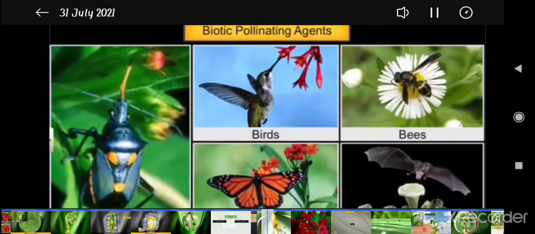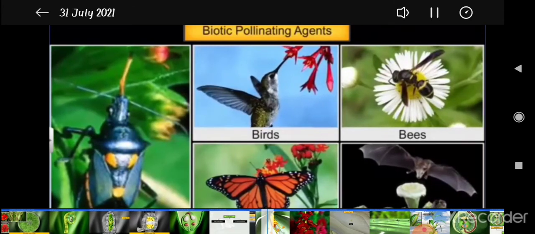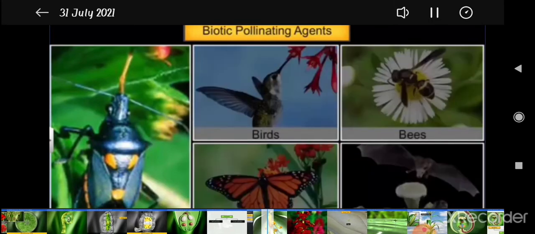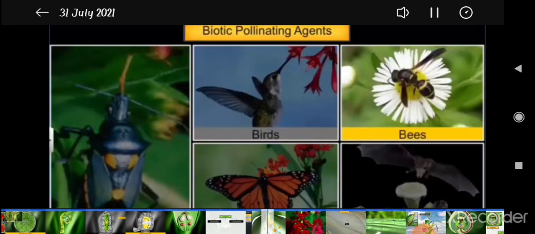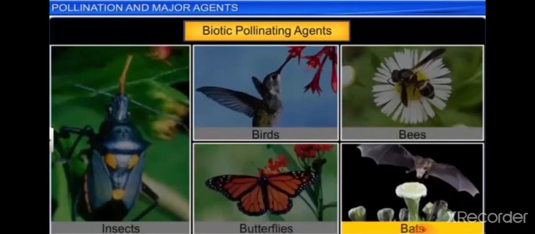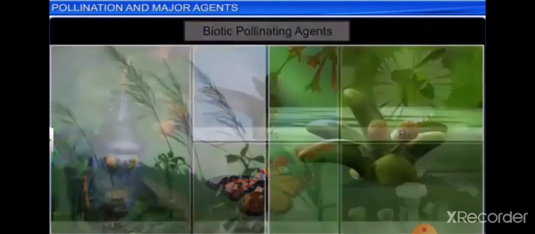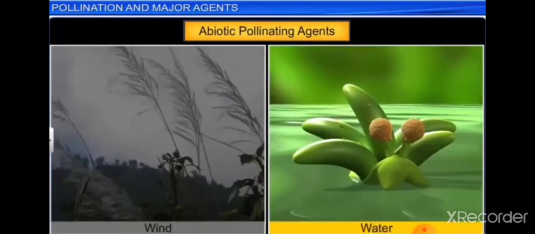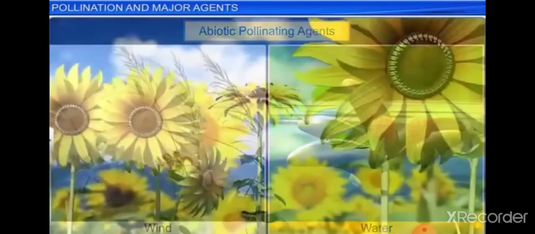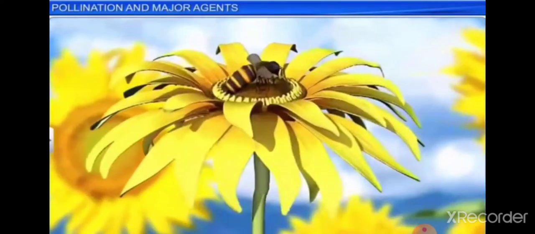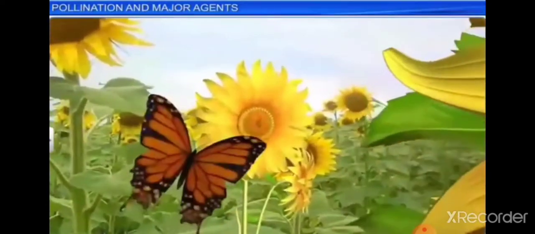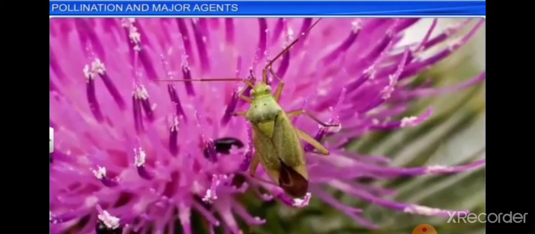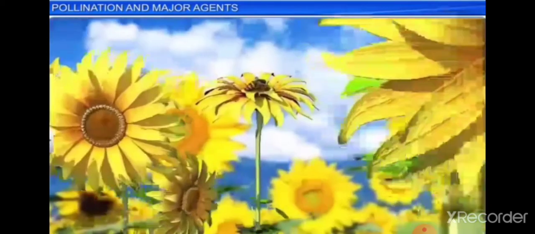So in both cross-pollination and self-pollination, pollinating agents play a vital role. These agents include biotic agents such as birds, bees, butterflies, bats. Bats are mammals. And abiotic agents like wind and water. Usually, pollination takes place by biotic agents, which get attracted by flowers which vary from each other to attract their specific pollinator.